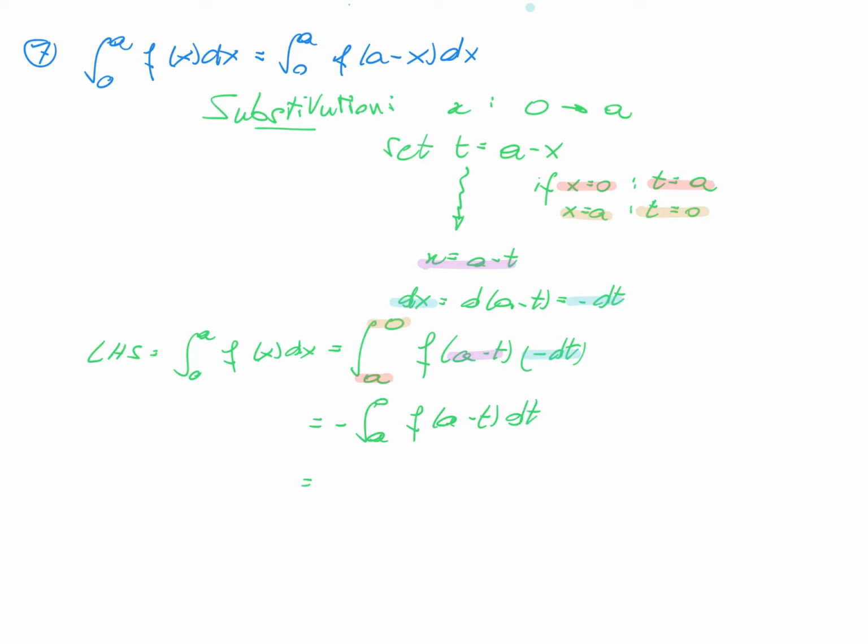And then we know that if we change the limits of integration, so the upper one becomes the lower one and the lower one becomes the upper one, so we write the integral from 0 to a, then we also change the sign. So it is minus. Together with the other minus, it becomes a plus. f of a minus t dt, which is the right hand side, which we needed to prove.